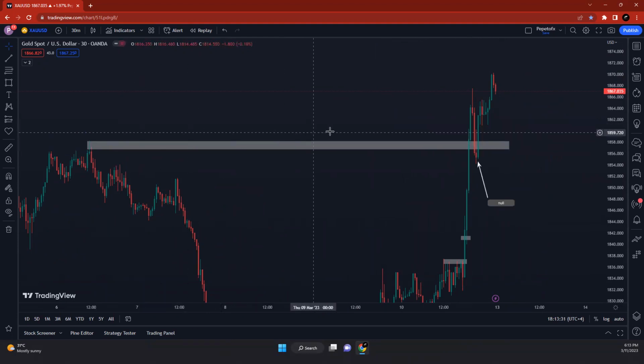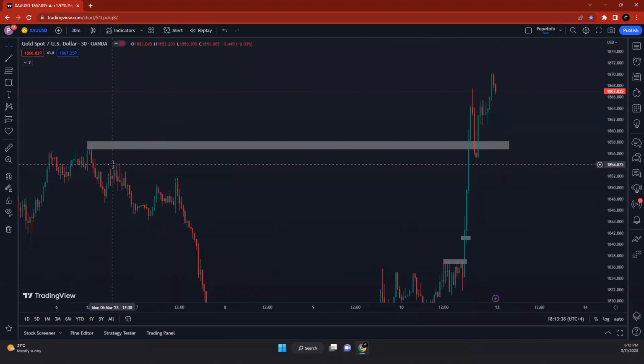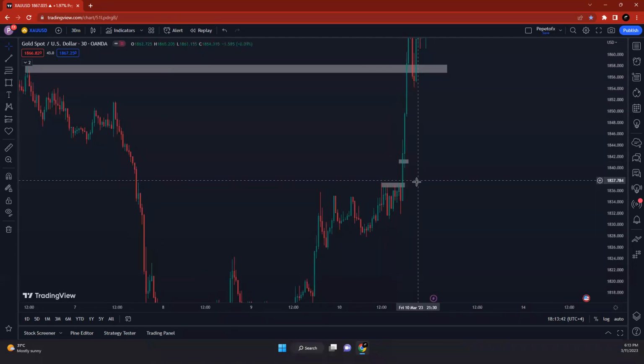It can take out this low, and after that it can start pushing up again. And these levels could be ignored. Slowly it will come to the downside. We might have another retest here, but only 30 to 50 pips. Sometimes I take a retest on this level. I will wait for a long here.